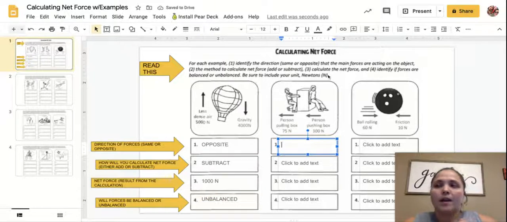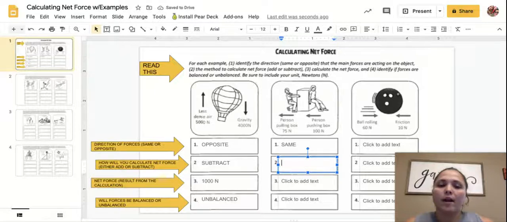Okay, on the next example, we have someone pushing to the left 100 newtons on a box and someone pulling to the left 75 newtons on the box. So for number 1, is my direction same or opposite? Well, those arrows are pointing in the same direction, so it will be same.